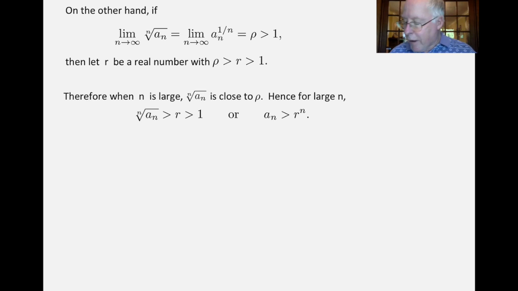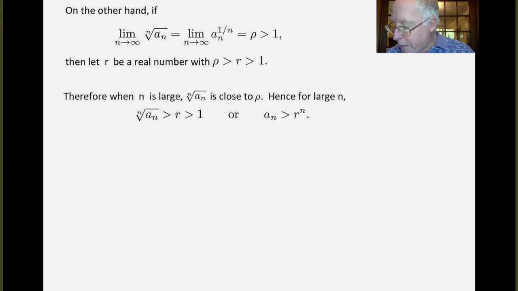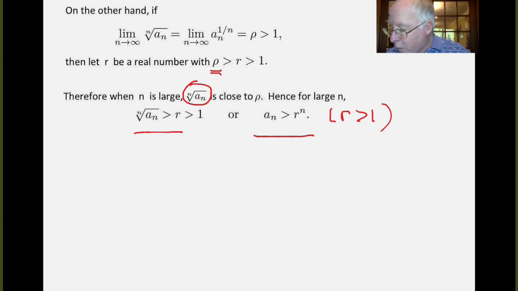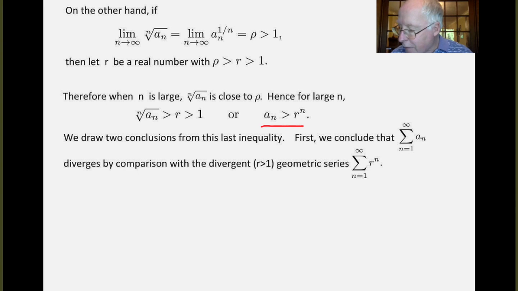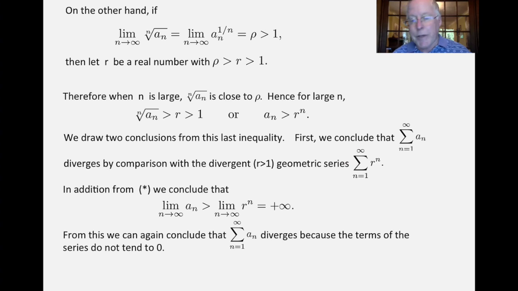Once again, if the limit of the nth root of a sub n is rho, then the nth roots of a sub n get close to rho, which means if they're close to rho, they're going to be bigger than r. Then if I raise both sides to the nth power, a sub n is bigger than r to the n, and remember, r is bigger than 1. So this shows these a sub n's are really getting big, and it also gives us a comparison of the a sub n series to the geometric series r to the n, which diverges. So this is really another comparison test in disguise.